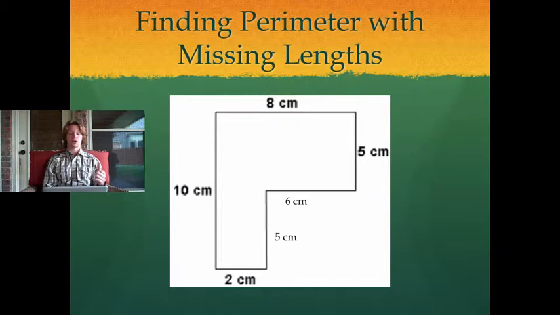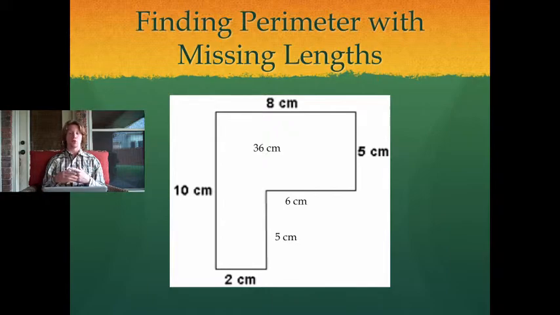So I'll give you a second to find the total perimeter of this object. Once again, you're welcome to pause the video when I wait for you just to find those things. So in total you should have gotten 36 centimeters as the perimeter.